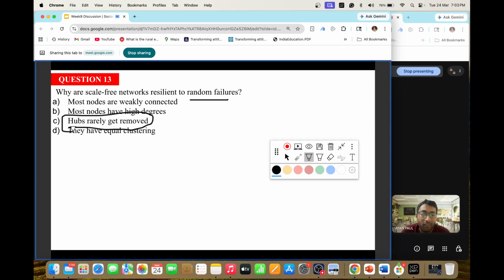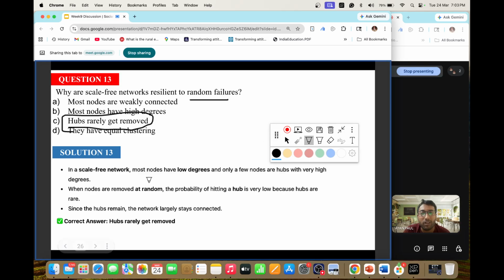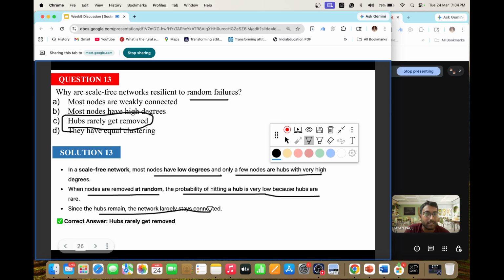What happens is whenever we are talking about random failures, then the chances of hubs removal is very less because hubs are very less. So the chances to remove hubs is very low. That is why option C is the correct answer. In a scale-free network, most nodes have a low degree and only a few nodes are hubs with a very high degree. When nodes are removed at random, the probability of hitting a hub is very low because hubs are rare. Since the hub remains, the network largely stays connected. So option C is the correct answer over here.